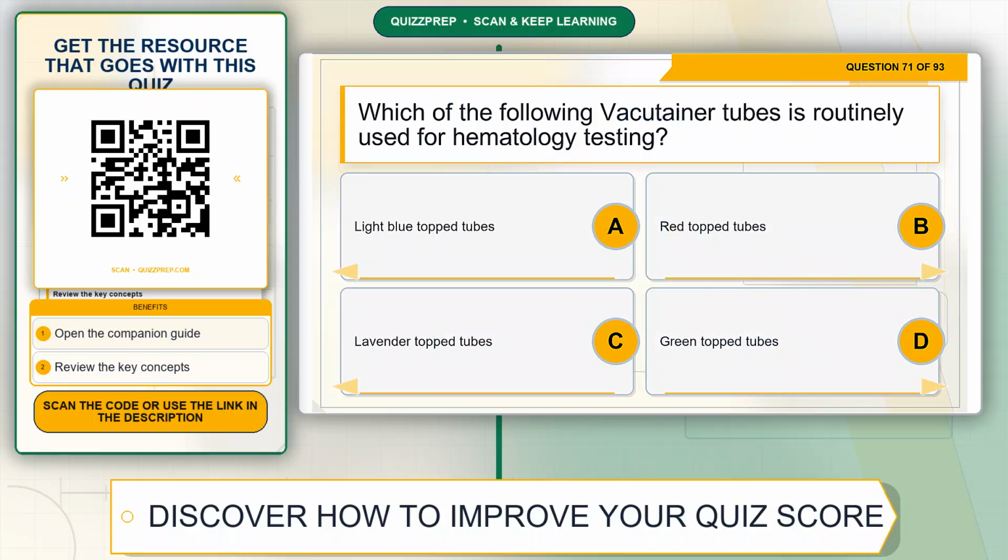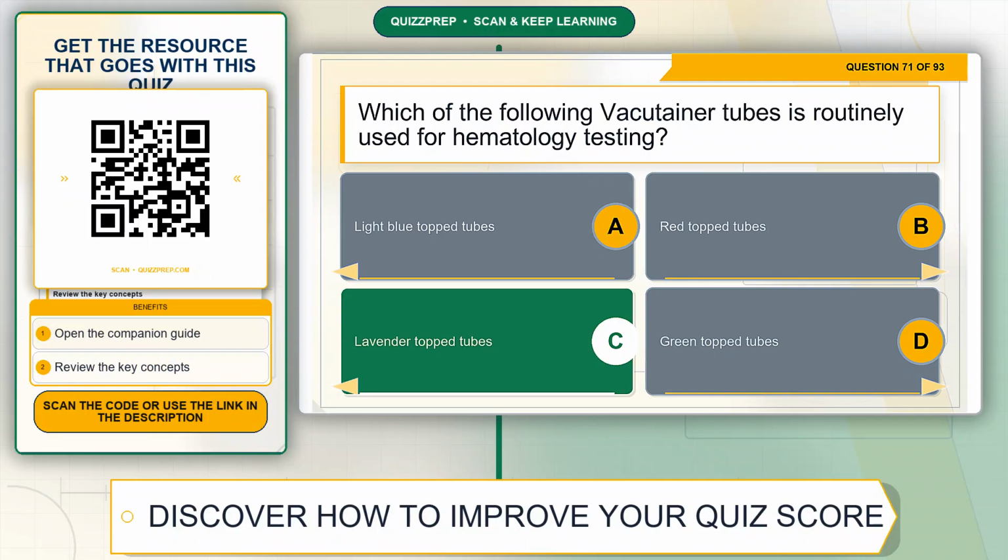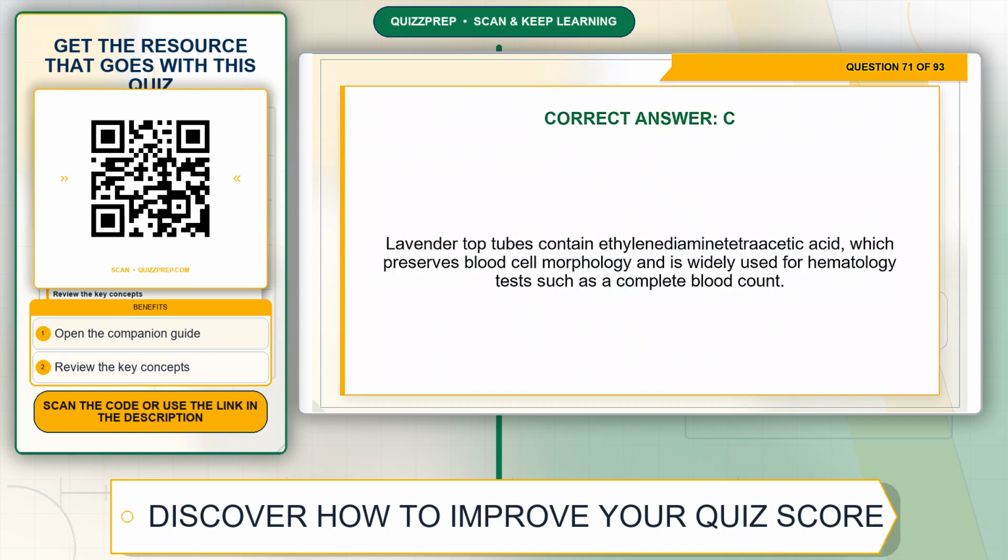Question 71. Which of the following vacutainer tubes is routinely used for hematology testing? Option A, light blue top tubes. Option B, red top tubes. Option C, lavender top tubes. Option D, green top tubes. The correct answer is option C, lavender top tubes. Explanation. Lavender top tubes contain ethylenediaminetetraacetic acid, which preserves blood cell morphology and is widely used for hematology tests such as a complete blood count.